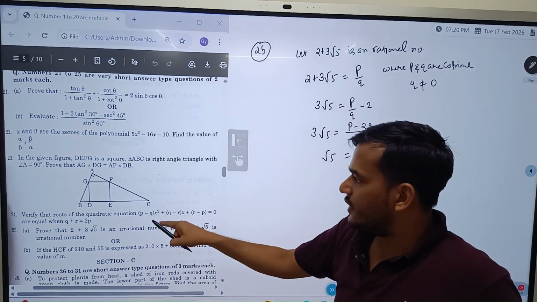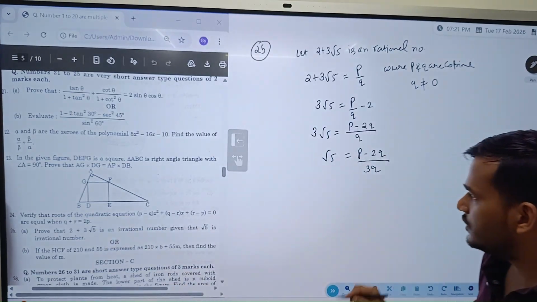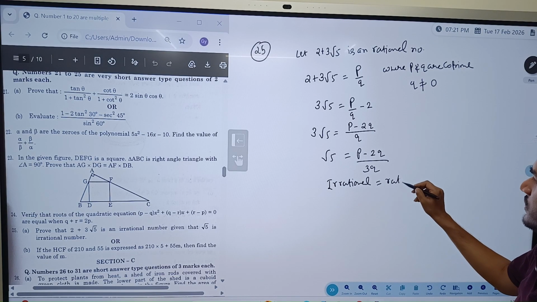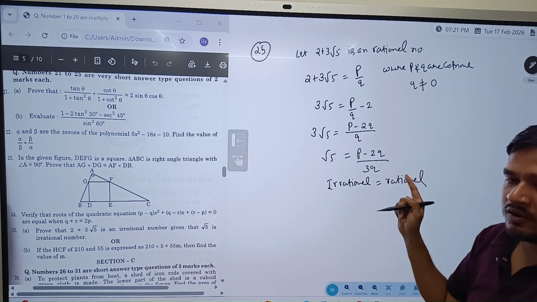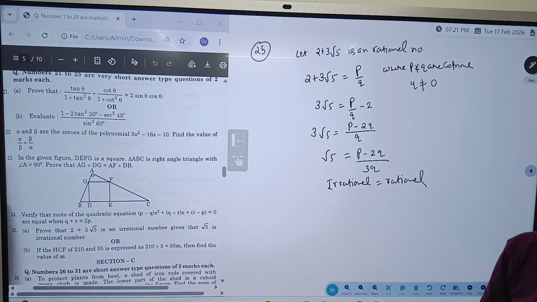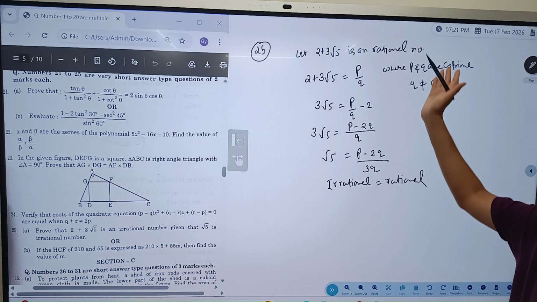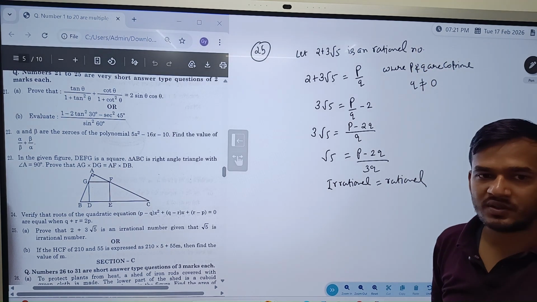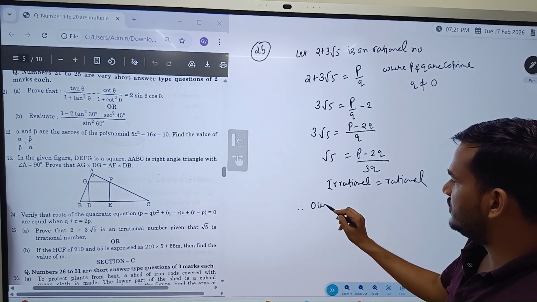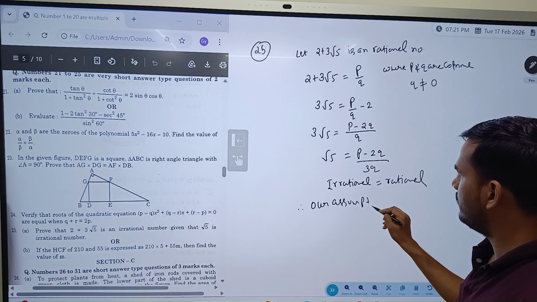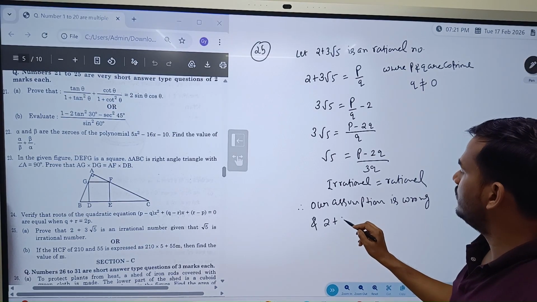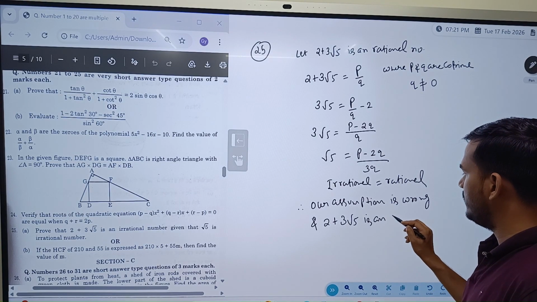And according to the question, root 5 is an irrational number. So irrational number is equal to rational. That is not possible. This comes because of our wrong assumption that 2 plus 3 root 5 is a rational number. So we can say that our assumption is wrong. That's why 2 plus 3 root 5 should be an irrational number. So therefore our assumption is wrong and 2 plus 3 root 5 is an irrational number.